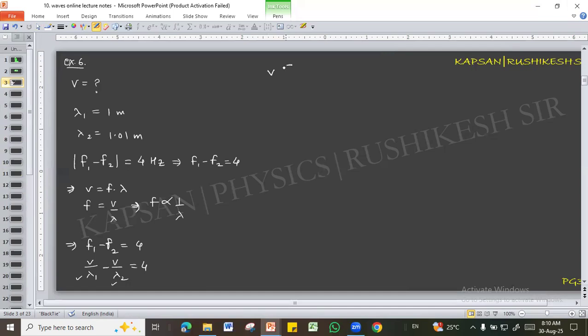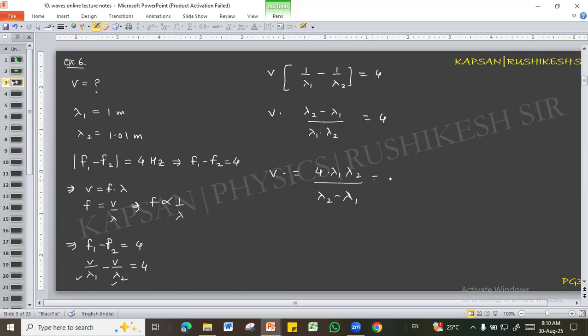Take V common. What will you have? 1 by lambda 1 minus 1 by lambda 2 is equal to 4. So V is equal to lambda 2 minus lambda 1 upon lambda 1 into lambda 2 into 4. Don't calculate reciprocals, it is difficult to calculate reciprocals. Always do the cross multiplication in these kind of questions. So V is equal to 4 lambda 1 lambda 2 whole divided by lambda 2 minus lambda 1.